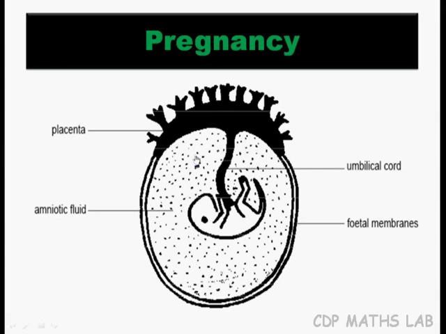Now, this fluid surrounding the fetus is called the amniotic fluid, and it is stored in the amnion. Now, the function of the amniotic fluid is to protect the fetus or to prevent it from any shock. So if the mother should fall or get a little bounce, the fetus will not be affected. All right? Good.